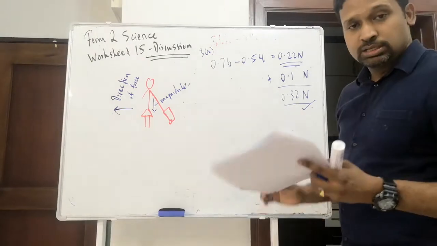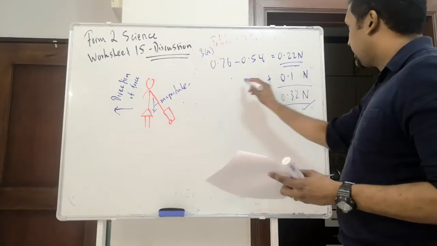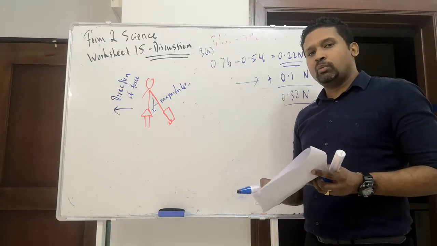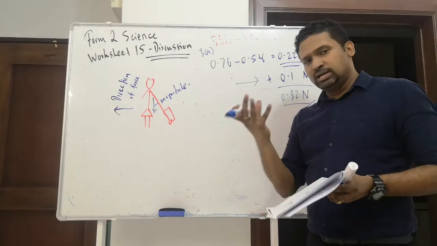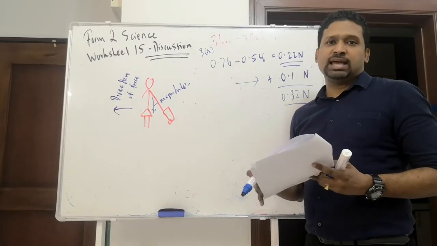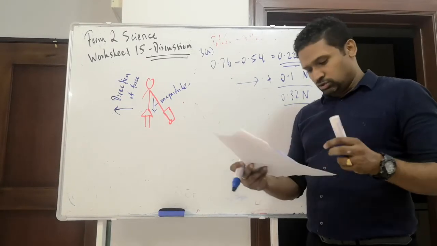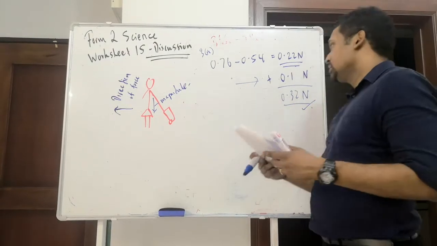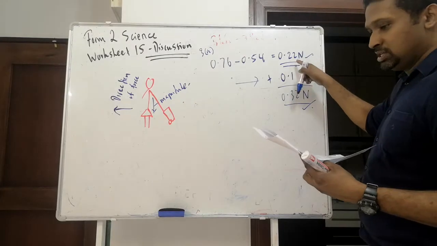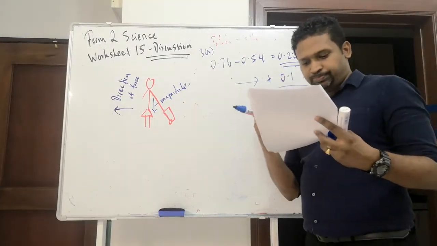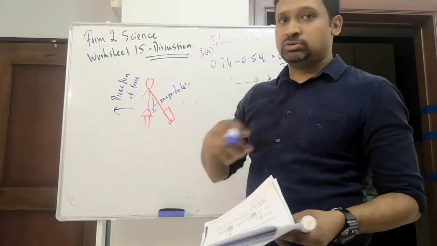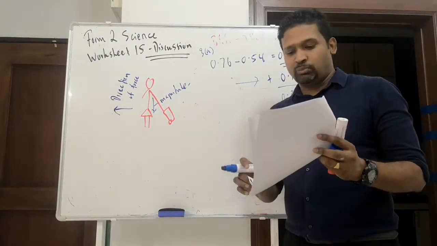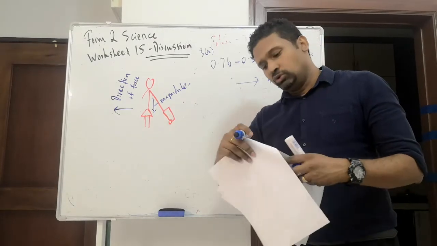Question 3A answer. Okay, the reason we add this is because the spring balance is already showing you 0.1 Newton. Where did the 0.1 Newton come from? The 0.1 Newton is the beaker that is present on the spring balance there. So you must include that as well. Then only you know what the final reading will be. So it is 0.1 plus this. This is actually the weight of the water displaced, 0.22 Newton. 0.76 minus 0.54 will be 0.22 Newton.